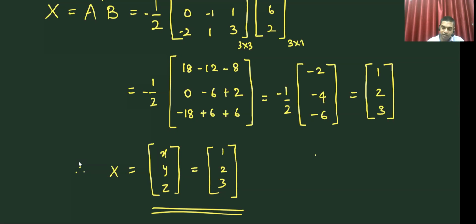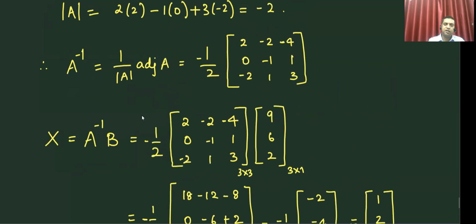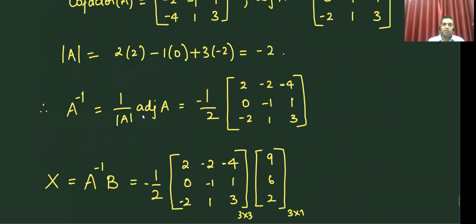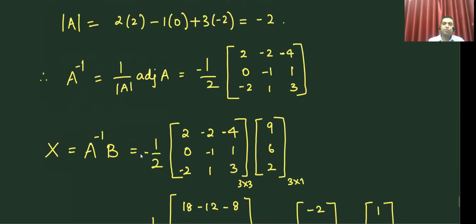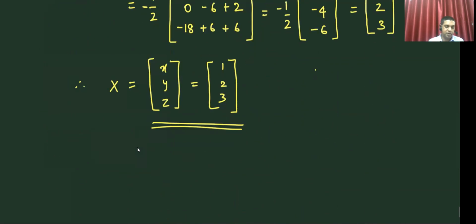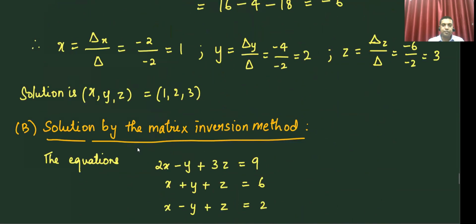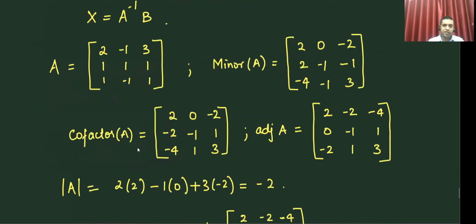If some time is there towards the end, I can discuss that. Most of the computer solutions, software solutions which find inverse, use the method of Gauss elimination and Gauss-Jordan. Very, very excellent method. So this was Cramer's and matrix inversion.